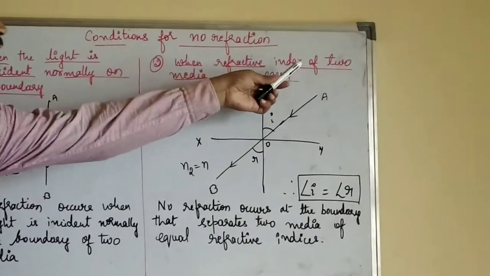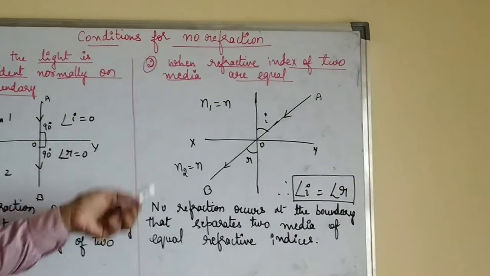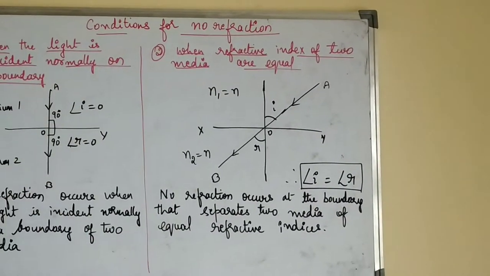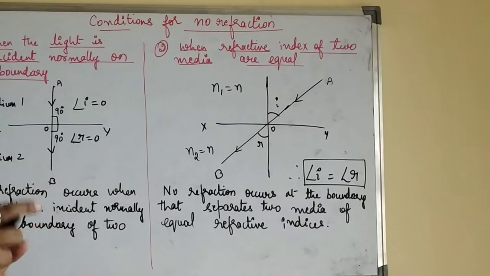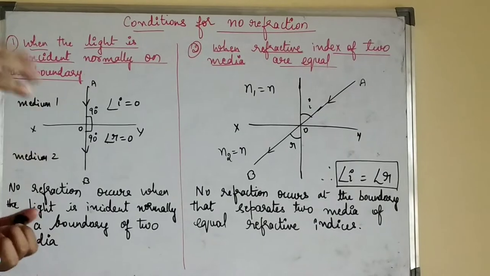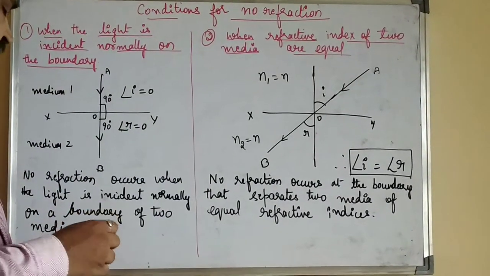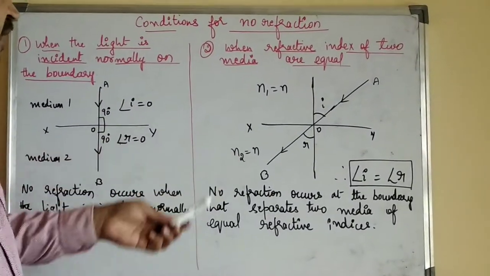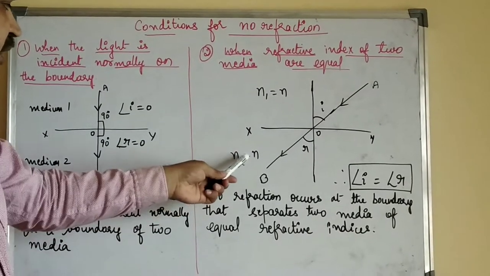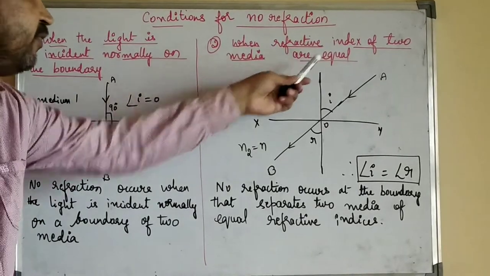Now, when the refractive indices of two media are equal, there are two possibilities. One is you can expect the same medium, or else a different medium with the same refractive index. So what happens? Now see here. Now this is the rarer medium and this is the denser medium. Here the refractive index of the first medium is equal to n. The refractive index of the second medium is also equal to n, because both the media have the same refractive index.